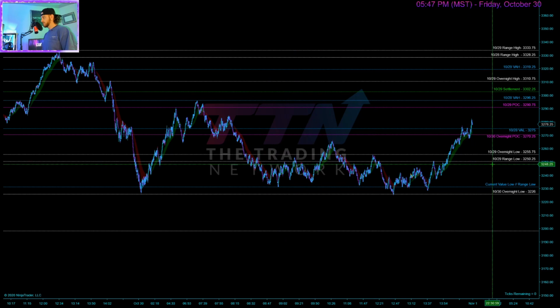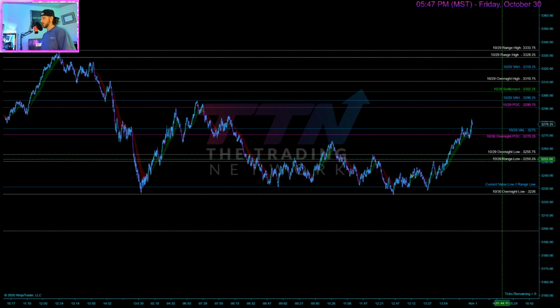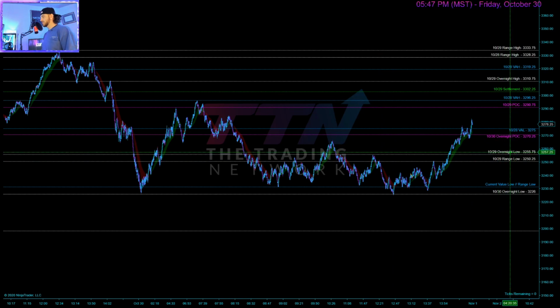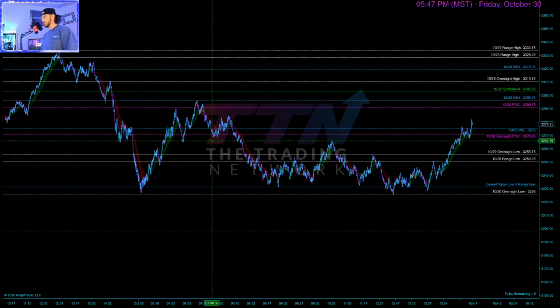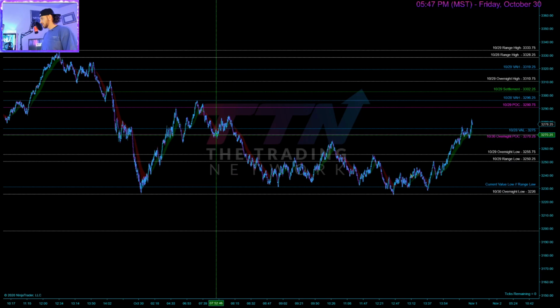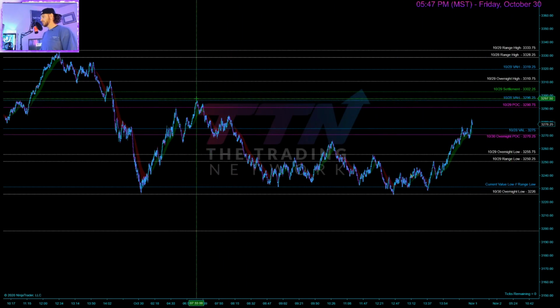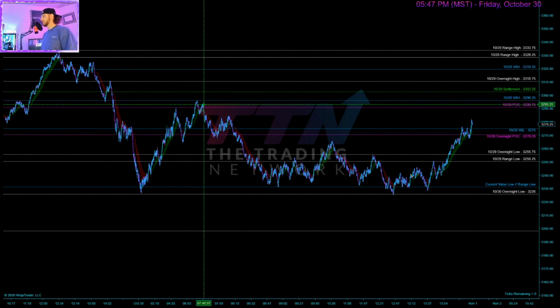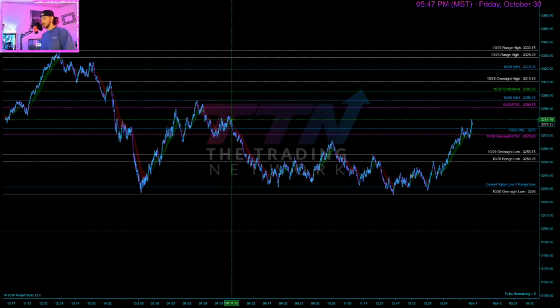You got good short opportunity off the range low from the 29th. Also, when that got extended a little bit, we got short opportunity from the overnight low on the 29th. Long opportunity off the overnight POC. Short opportunity off the value area high upon open. You guys get the idea here.